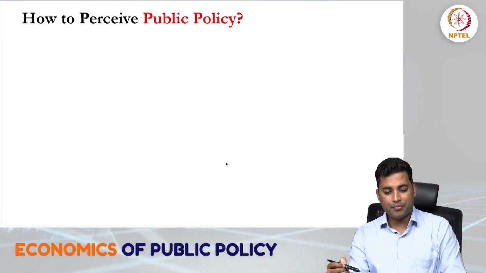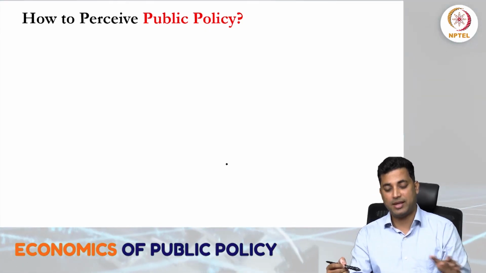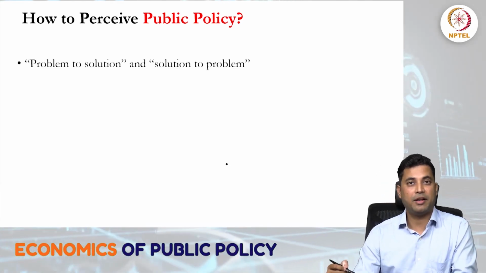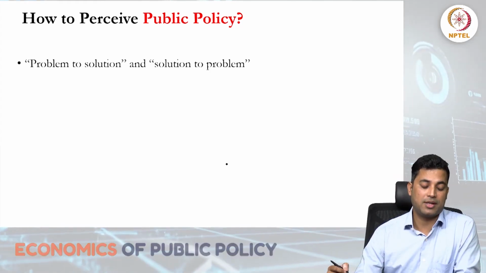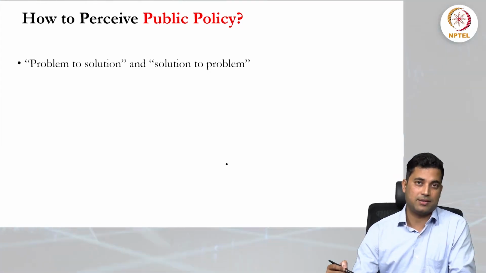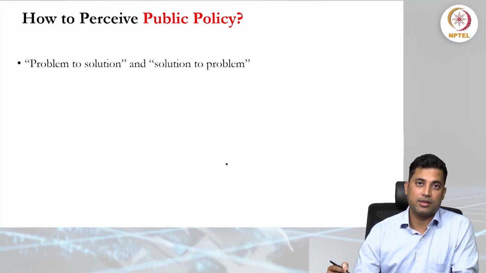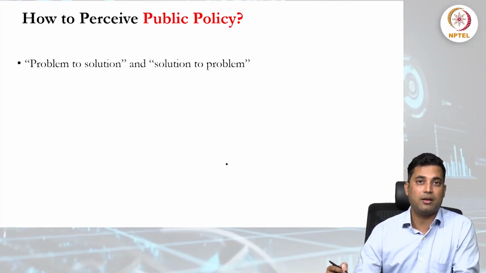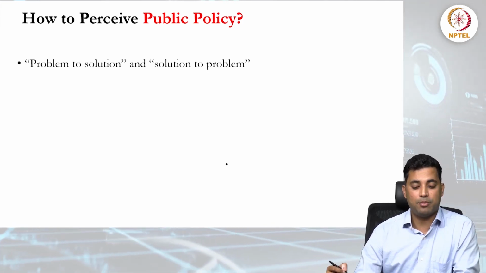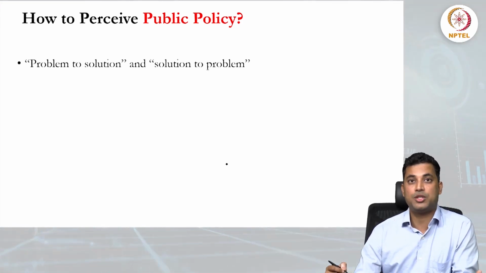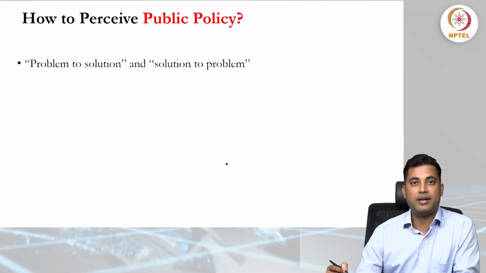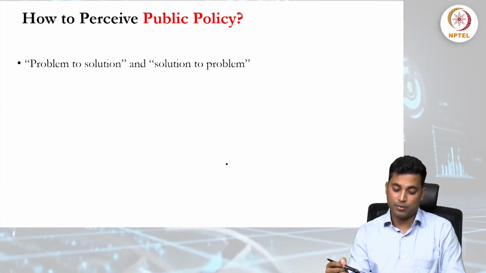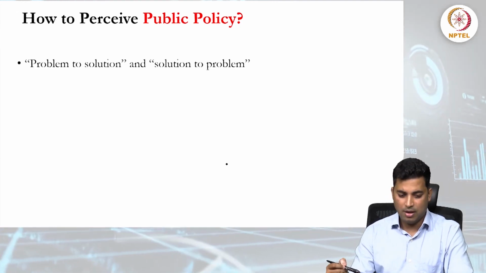So now, how to perceive public policy, that is important, because the definition from Thomas Dye and any other definitions given by many authors and institutions actually allow us to think whether this is problem to solution or we are moving from solutions to problem. So this binary, paradoxical thing is what we actually have to understand while critically understanding public policy.